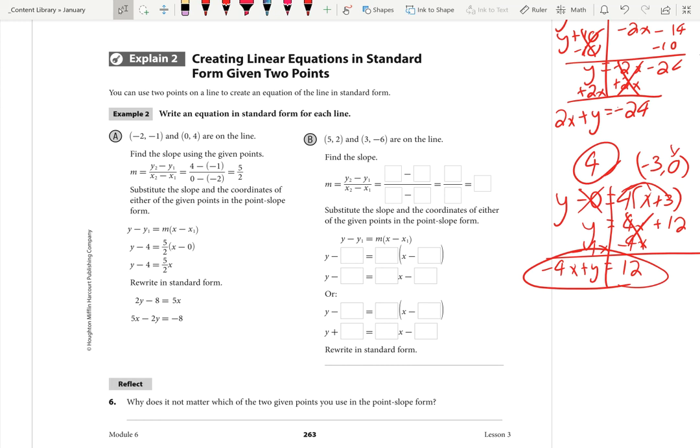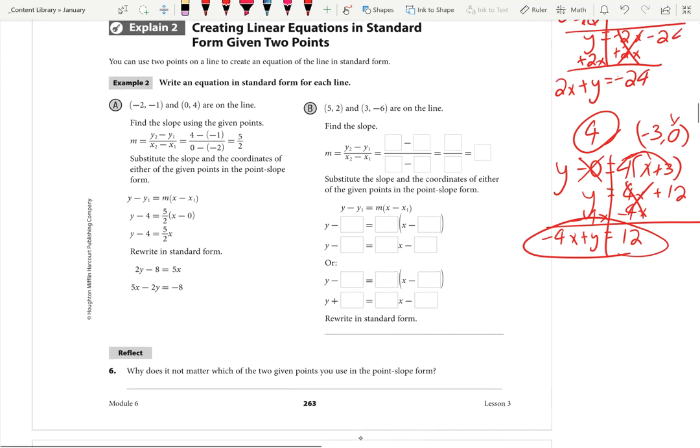Now we're going to write a standard form equation, but we're going to be given 2 points to do this. So what we're going to do is the same idea, right? We still need to know the slope. I've got 2 points, but I need to know the slope.